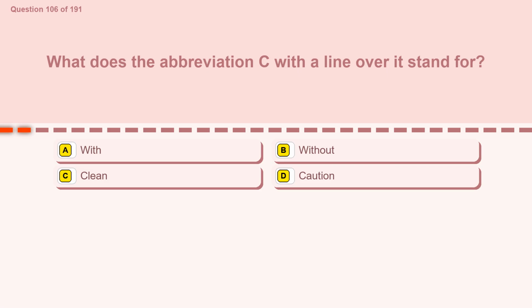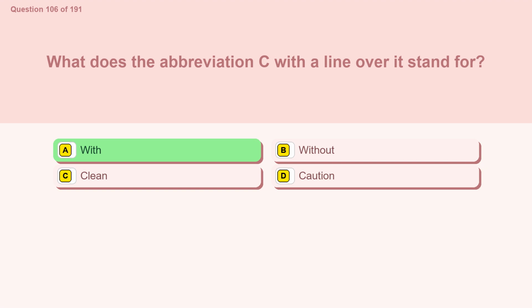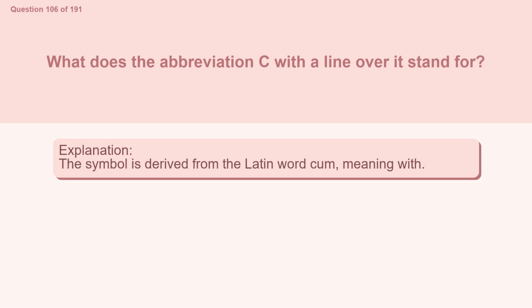Question 106. What does the abbreviation C with a line over it stand for? Option A, with. Option B, without. Option C, clean. Option D, caution. The correct answer is option A, with. The symbol is derived from the Latin word cum, meaning with.